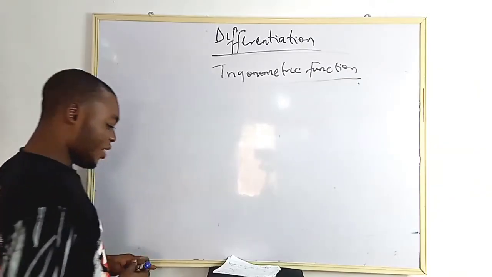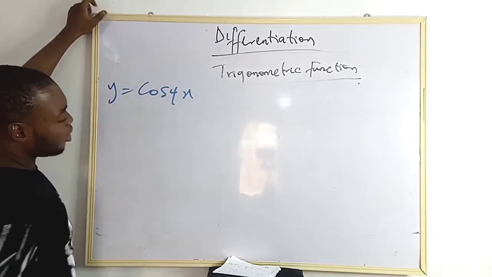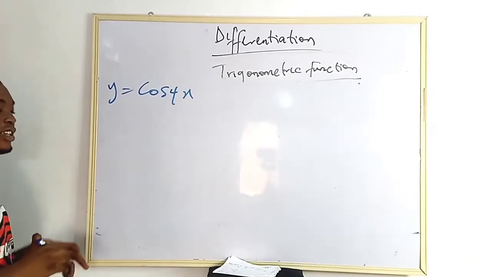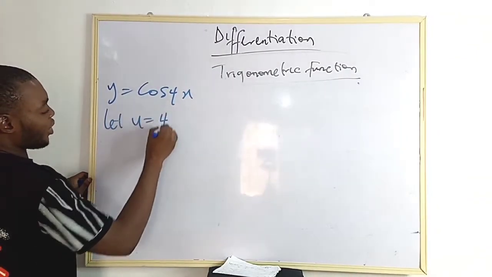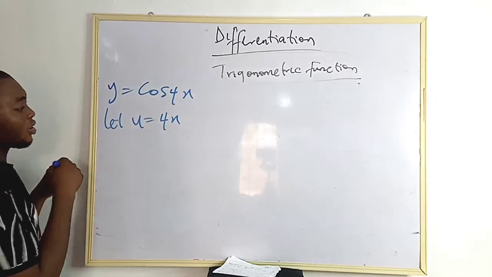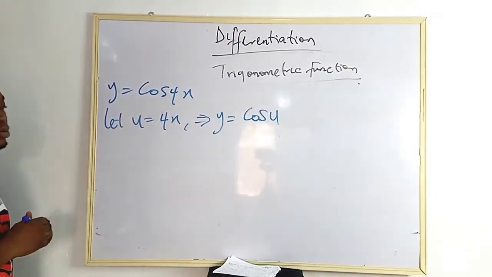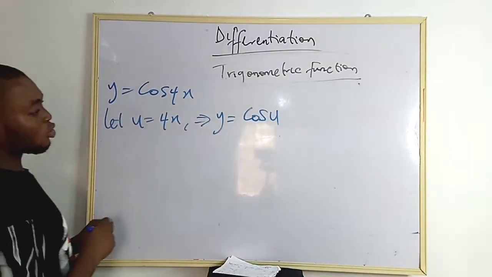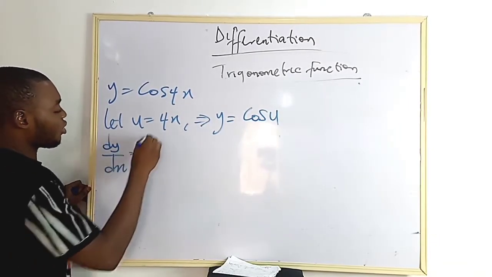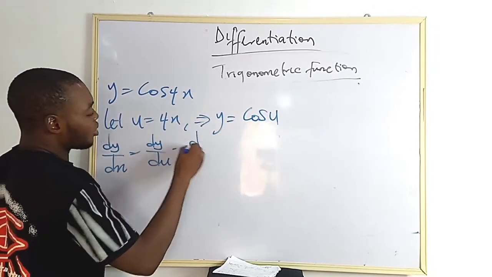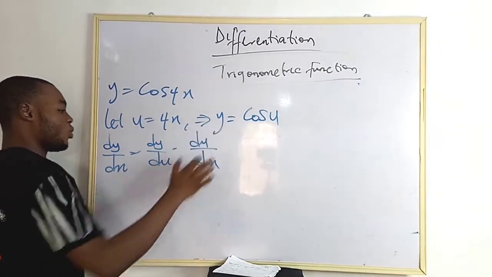The second question that we have here is y equals cos 4x. If y equals cos 4x, this is also a case of a function of another function. So you say let u equal 4x. That implies y will be equal to cos u, since u is 4x. To use our chain rule, dy/dx will be equal to dy/du times du/dx. First we find dy/du.